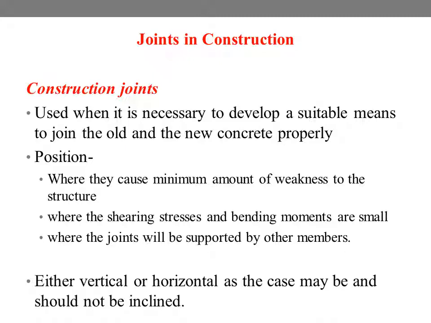So, construction joints are placed where they will cause minimum amount of weakness to the structure and where the shearing stresses and bending stresses are small, or where the joints will be supported by other members. These joints can be either vertical or horizontal as the case may be, and should not be inclined. The position and arrangement of all construction joints should be predetermined by the engineer. Consideration should be given to limiting the number of such joints.